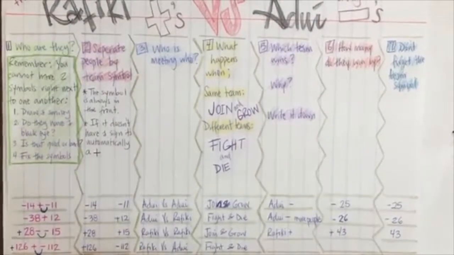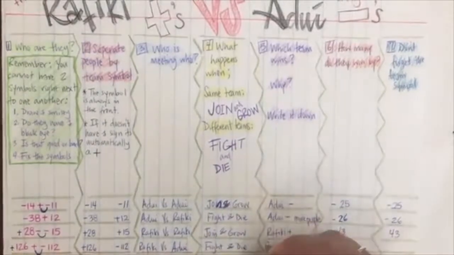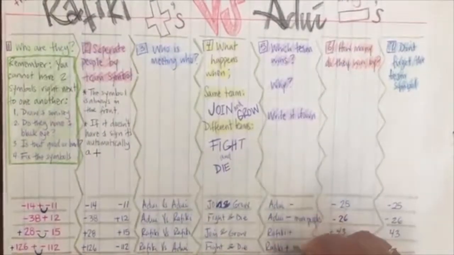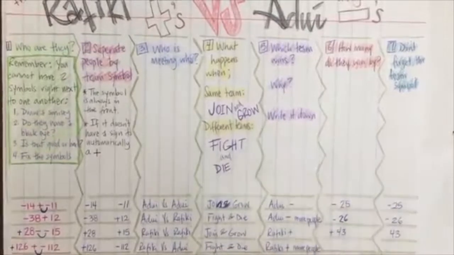Rafiki is going to win. Why? Because they have more people. They got 126. The other team only has 112. So Rafiki is going to win. Positive because they have more people. How many do they win by?